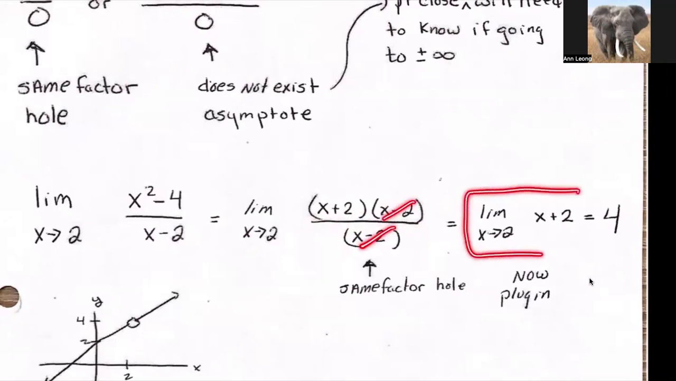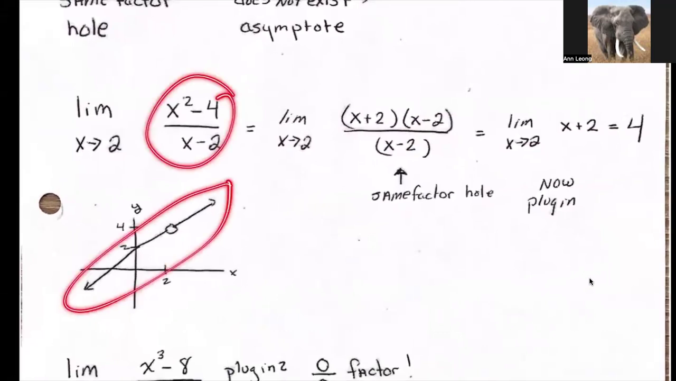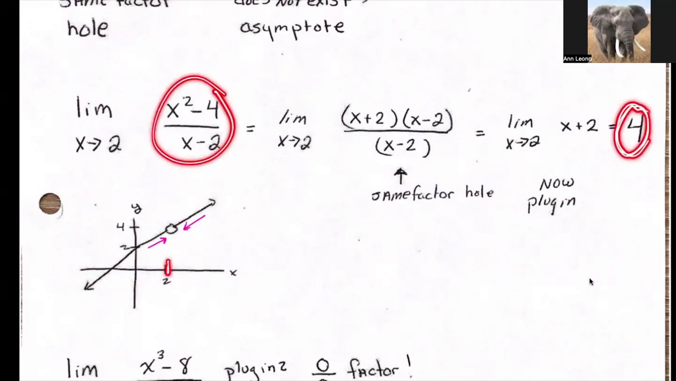And so now we have the limit of x plus 2 as x approaches 2. Plug it in, and we get 4. All right, so graphically speaking, what does that look like? Well, this is the graph, okay, where you have this line, but you have a hole at x is 2. But since we're talking limits, we're just getting closer and closer to that value. Okay. And so we're getting closer and closer to that value of 4. All right. So even though this function doesn't exist at 2, the limit approaches 4 as x approaches 2.